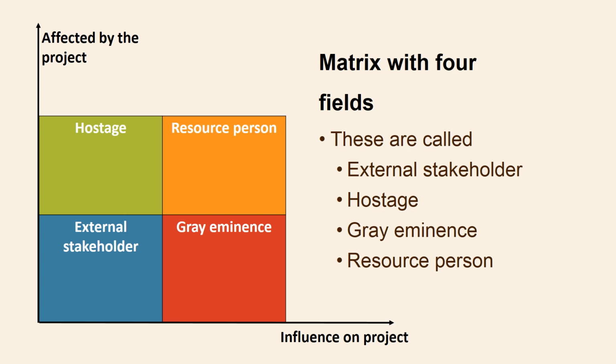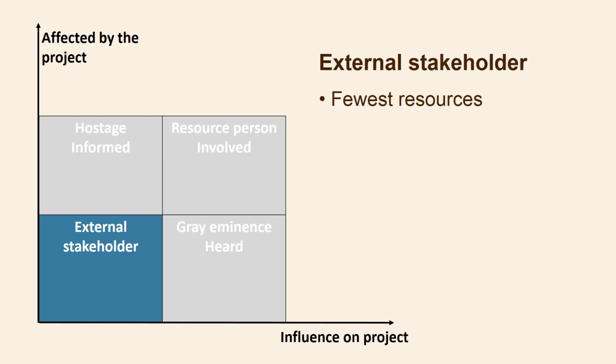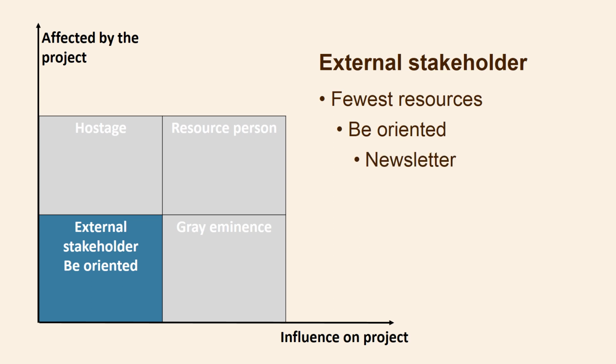Let us now consider how each of the 4 fields should be understood. External stakeholders: here, the project manager should use the fewest resources. They have little or no influence on the project, and the effect of the project on them is also very low. They will therefore have little interest in the project. They just need to be informed about the project so that they know it exists. A newsletter sent by email could do this.